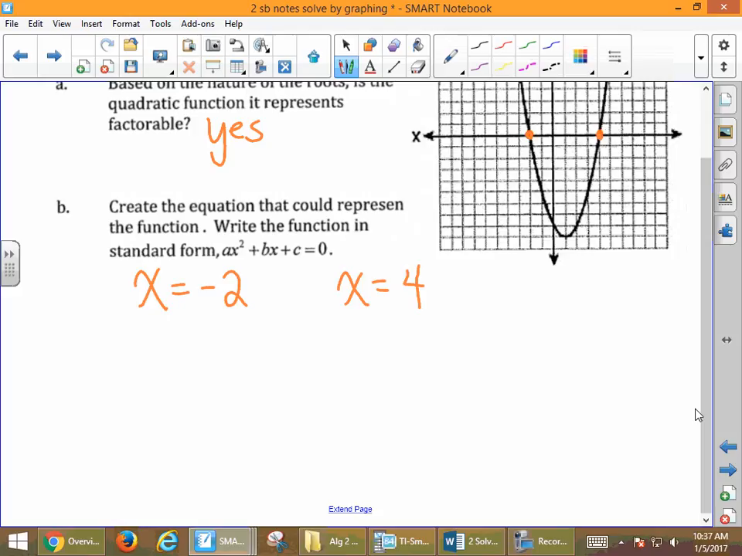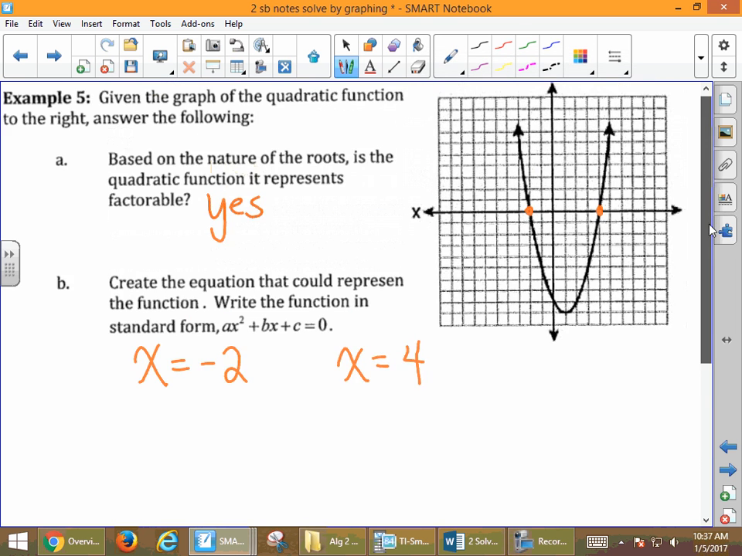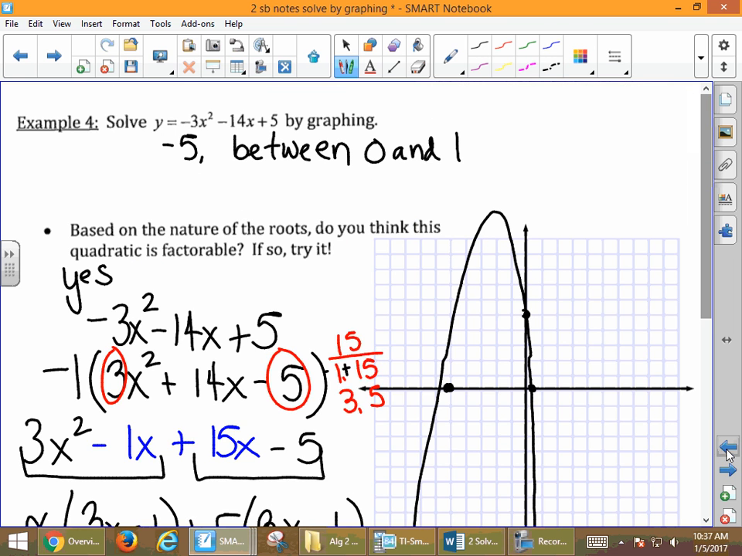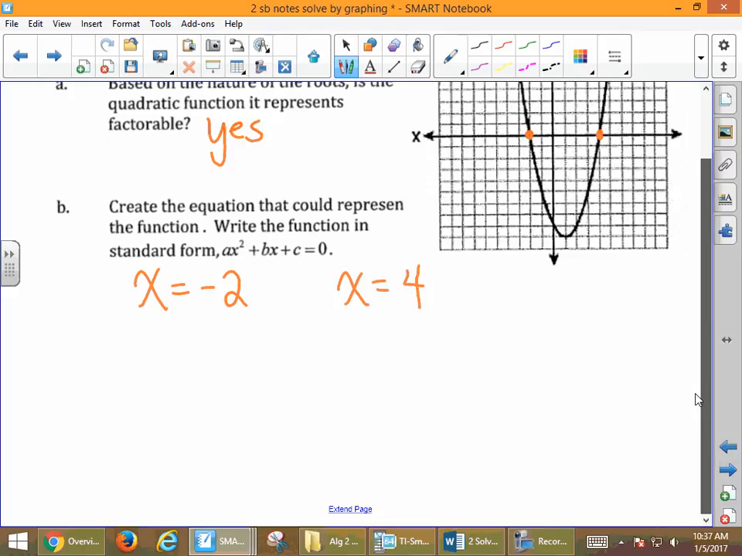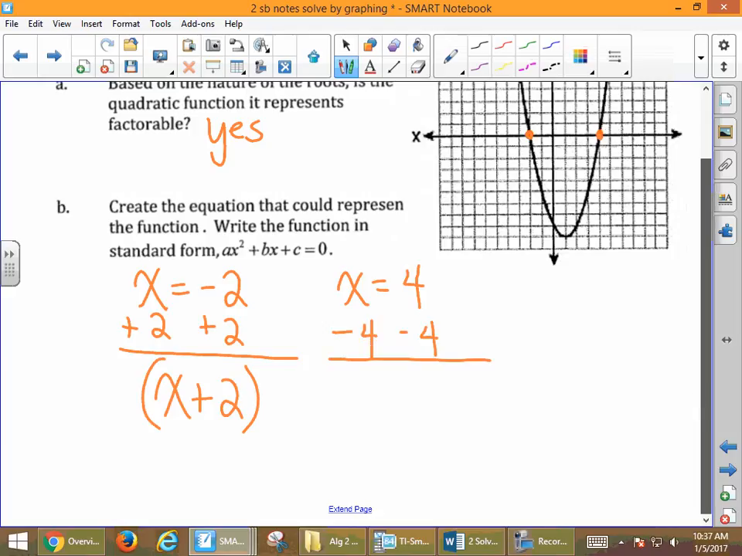What we want to do here in part B is it says create the equation that could represent the function. Well, we want to put it back into the format. We want to have something like y equals negative 3x squared minus 14x plus 5. So what we're going to do is we're going to add 2 to both sides, and we get x plus 2. With the 4, we're going to do the same kind of thing. We're going to subtract 4 from both sides. We get x minus 4.